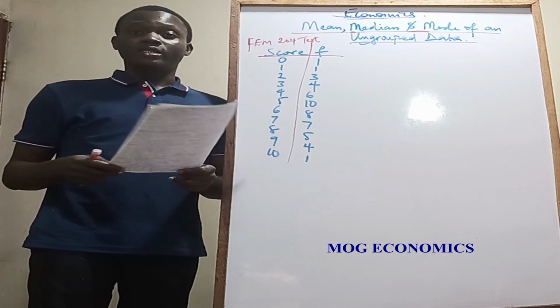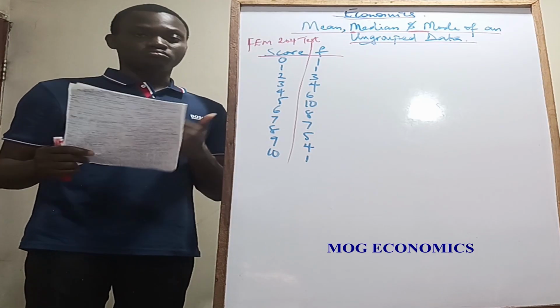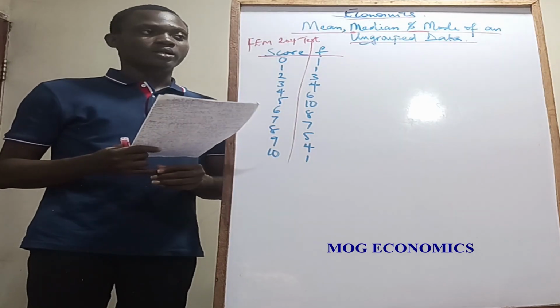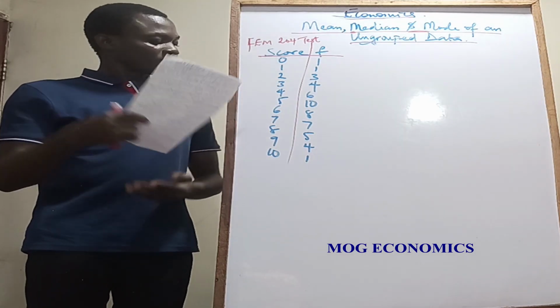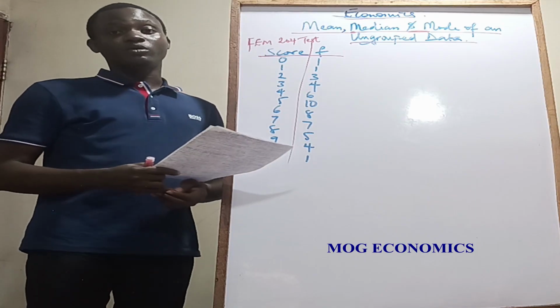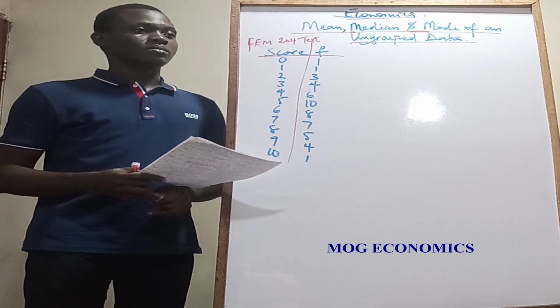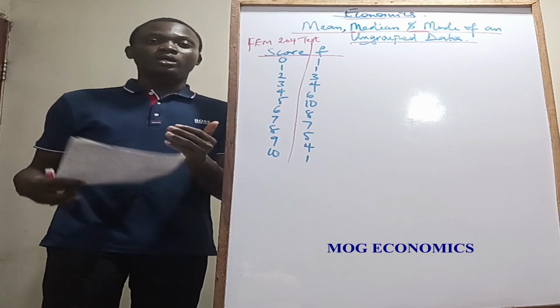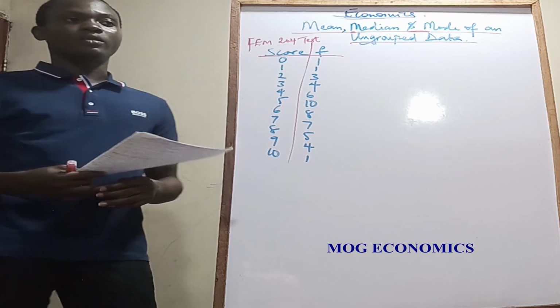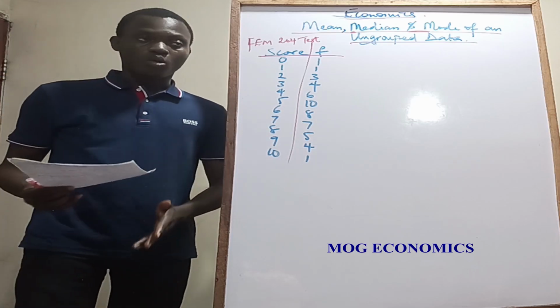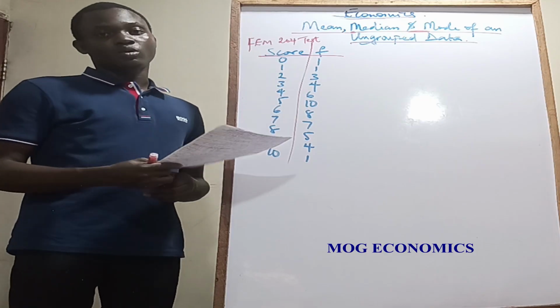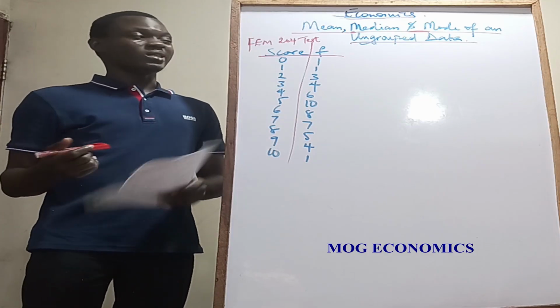So, in this lesson, we'll continue with our discussion on measures of central tendency of an ungrouped data. Here we have scores of 50 students on a FEM 204 test, right? And we want to find the mean score, otherwise known as the average score, the modal score, and then the median score. Actually, it is really easy, right?